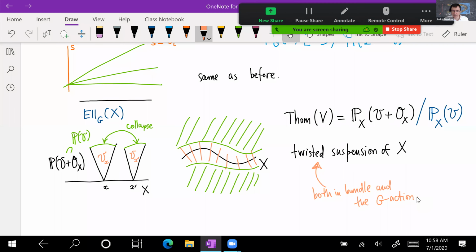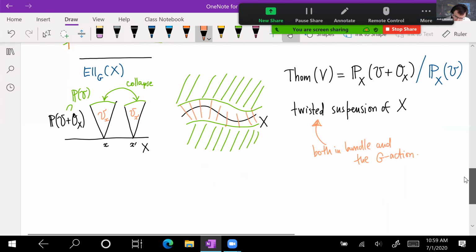But I can make, well, sorry, an iterated suspension by some degree. But I can make both the bundle be non-trivial and the action be non-trivial.